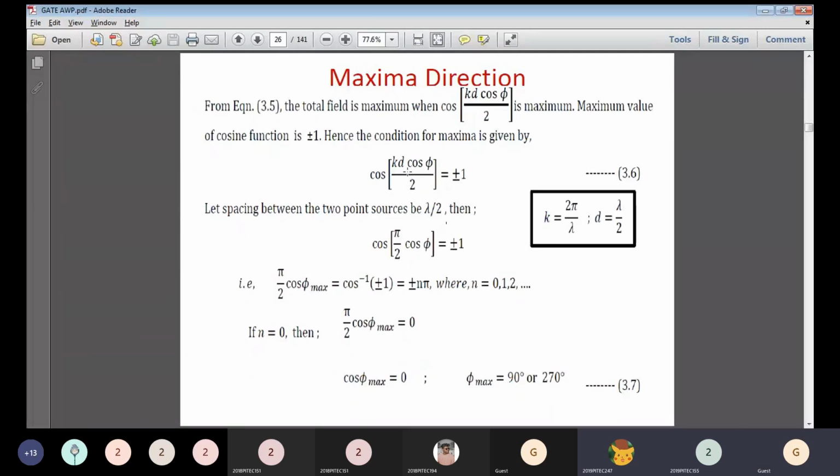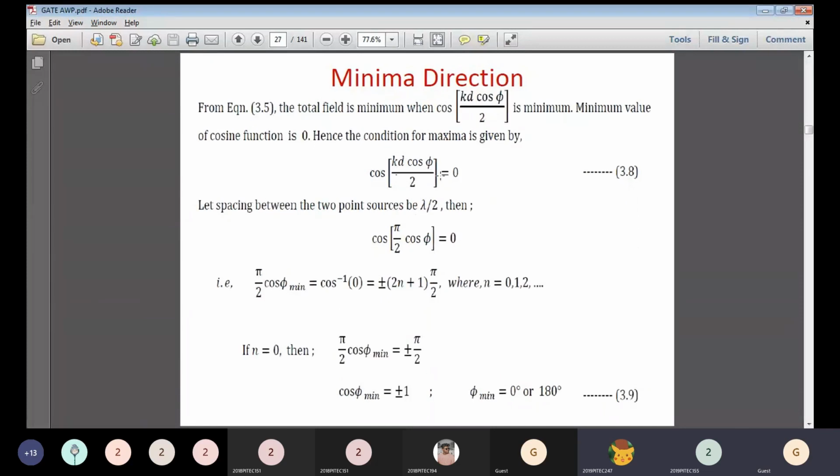So for cos of pi D cos phi by lambda, we can take D value as lambda by 2. Lambda gets cancelled and 2 gets cancelled, and we are going to get pi by 2 cos phi equal to plus or minus 1. So that you are going to get phi max equal to 90 or 270. For the minimum, substituting 0, we are going to get the minimum direction at 0 or 180.